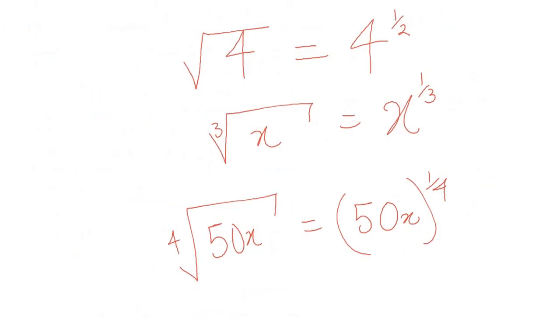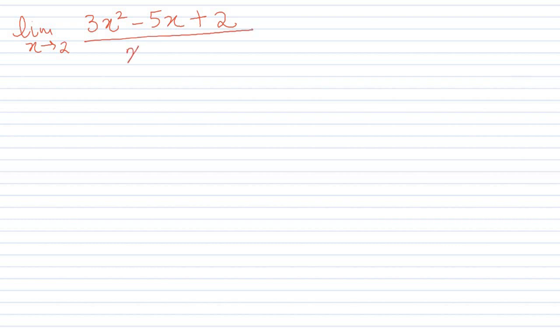Oh yeah, let me clear this frame. So we have the limit as x goes to 2 of 3x squared minus 5x plus 2 divided by x to the 4th plus 6. So 3x squared minus 5x plus 2 divided by x to the 4th plus 6.